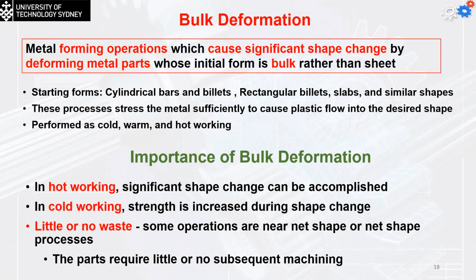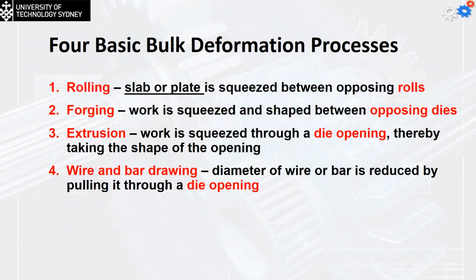So the four basic deformation processes: the rolling, where a slab or a plate is going to be squeezed between the opposite rolls. The forging, where the work is going to be squeezed and shaped between opposing dies. The extrusion, where the work is going to be squeezed through the die opening, thereby taking the shape of the opening. And the last one is the wire and bar drawing, where the diameter of the wire or the bar is going to be reduced by pulling through the die openings, by the way multiple openings, until we make it smaller.